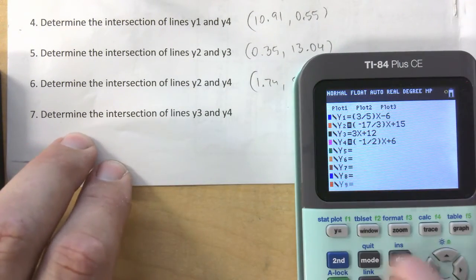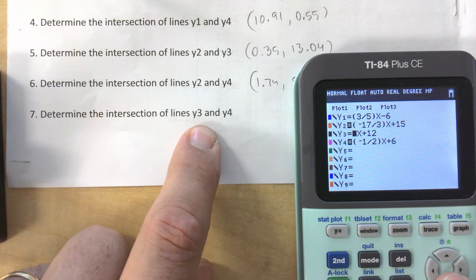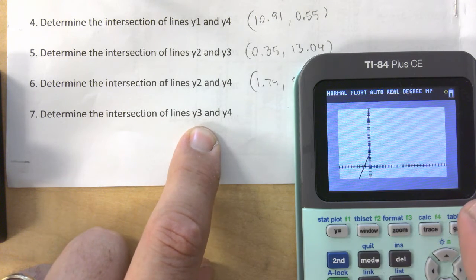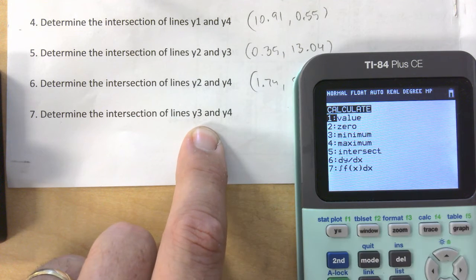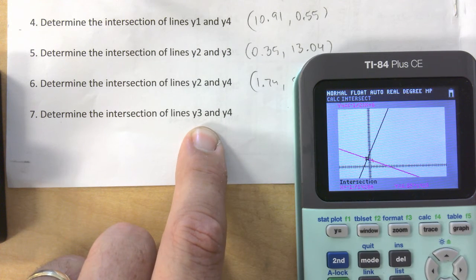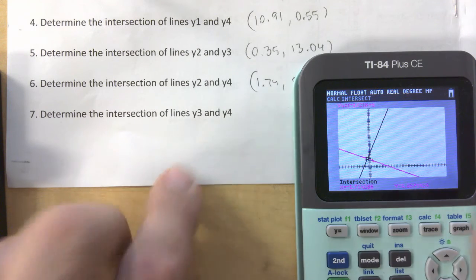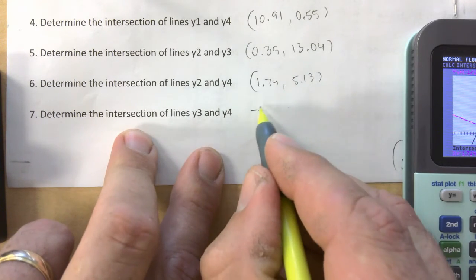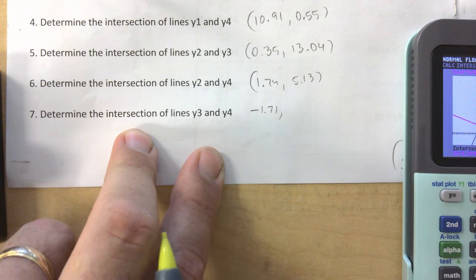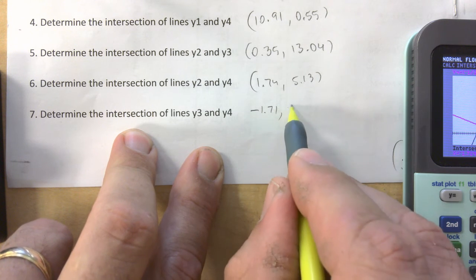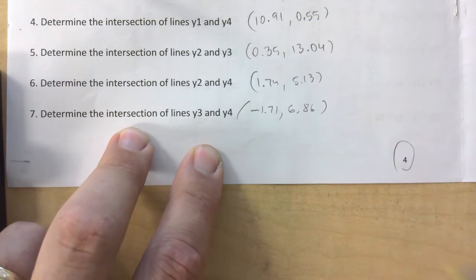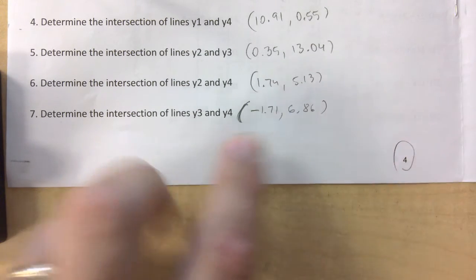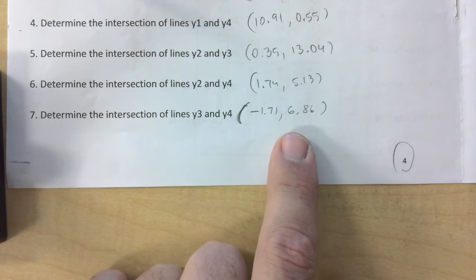One more, y3 and 4. There it is, second trace 5, enter, enter, enter, negative 171 and 6.86. So there you have your intersections.